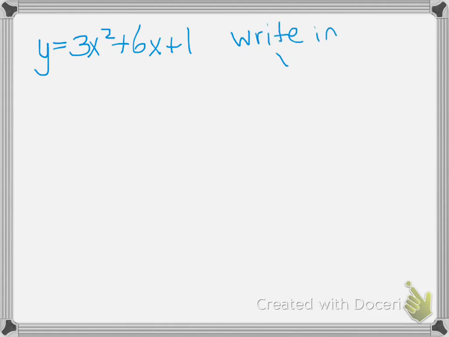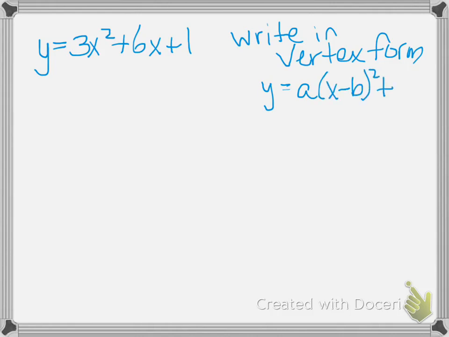Okay, now sometimes you'll get equations that look like this, and they're not in any form. And they'll ask you to write it. The directions will say, write in vertex form. So remember, vertex form is y equals a(x minus h) squared plus k. So they want you to write it in that form. Well, that equation's not in that form. But what you can do is you know how to find a vertex.